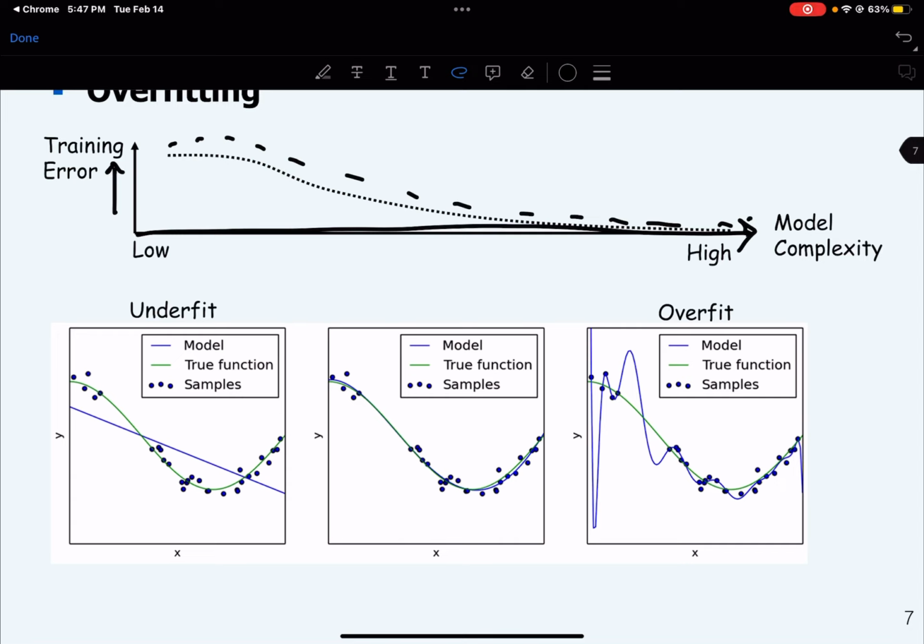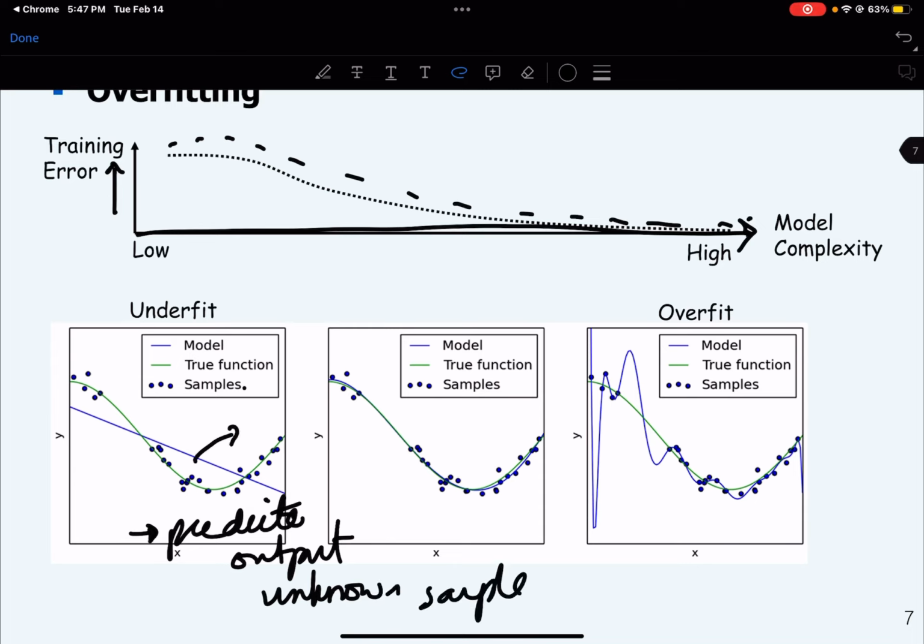And if our model is underfit, like this line, which does not fit the actual samples that we have, then our model is not able to learn or predict the output for unknown samples accurately. So this model will not be a good model.